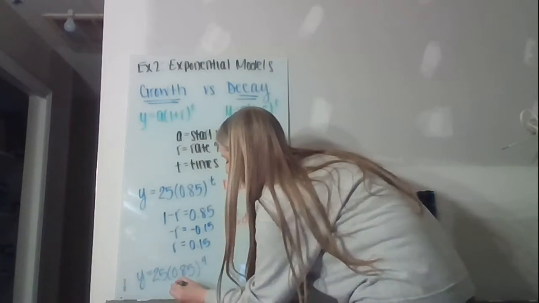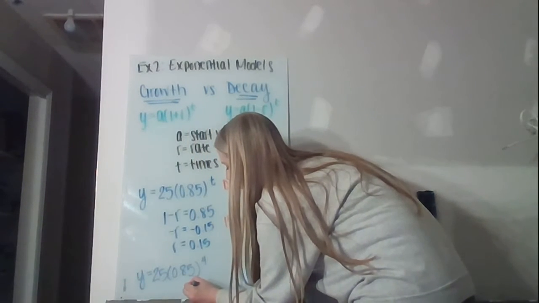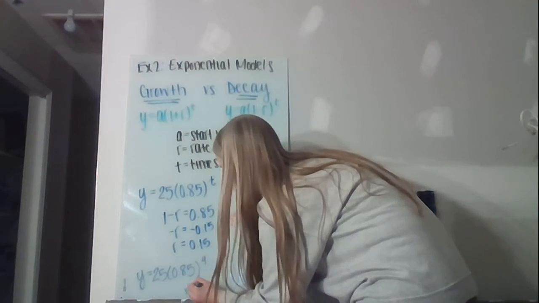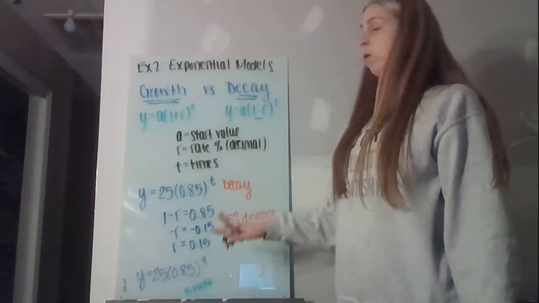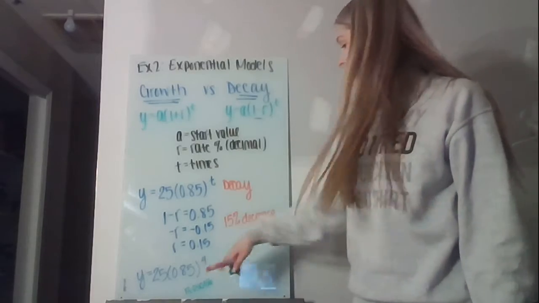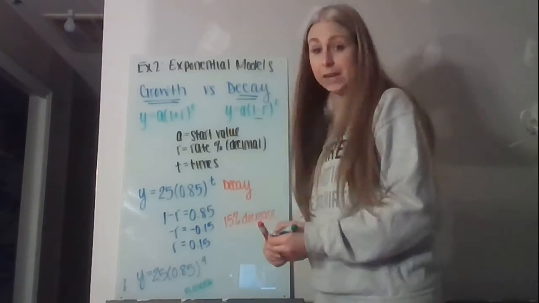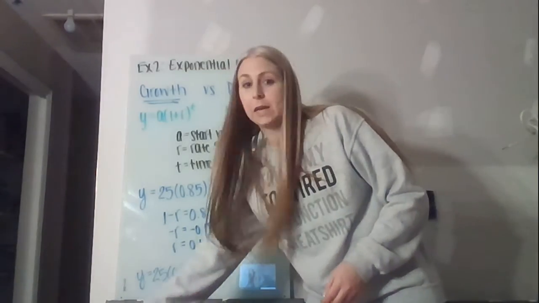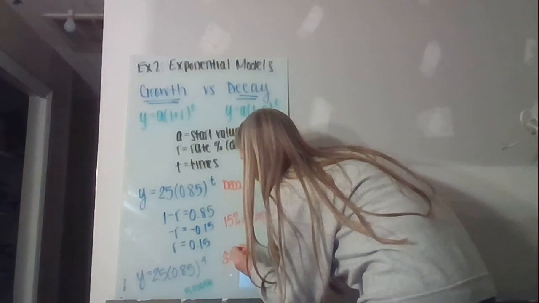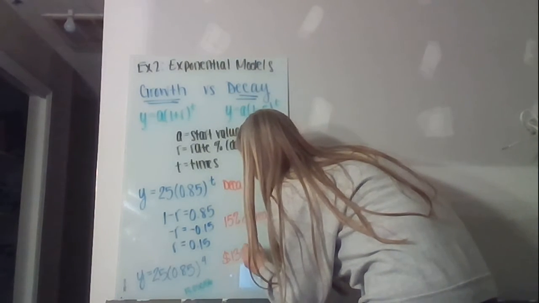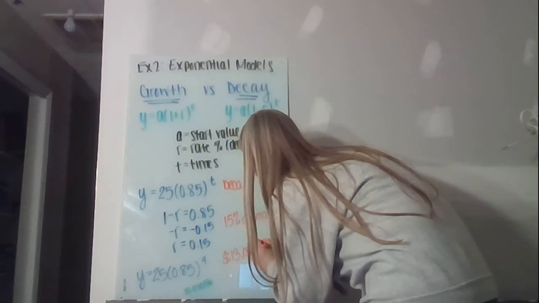We get 13.050156. Now, it said in thousands from the beginning of the word problem. That's not in thousands. So I'm going to times that number by 1,000 so I can get my actual value. And I get $13,050, and rounding it up, 16 cents.